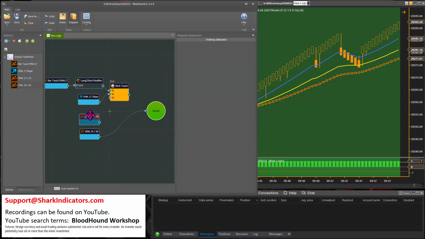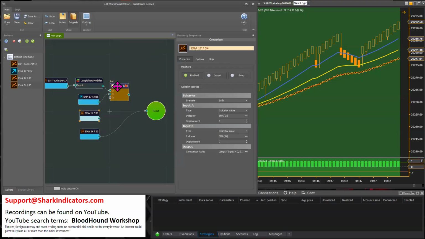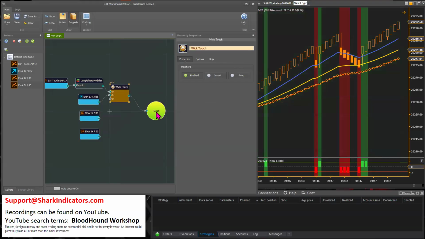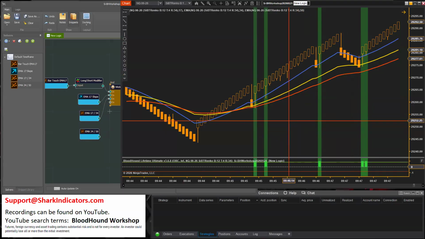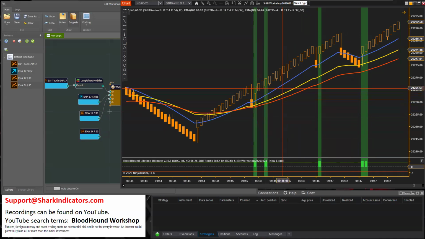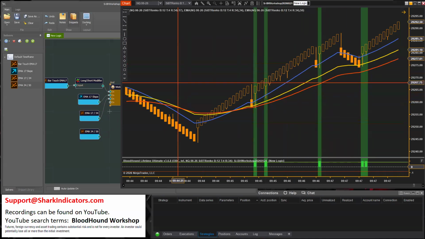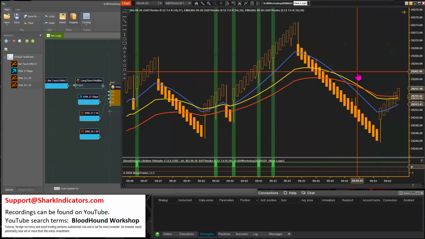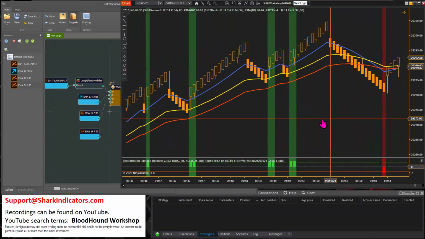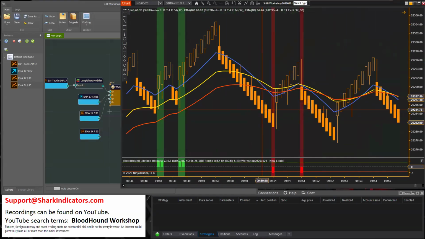And so as far as the wick signal there, we can connect that in, right? And there we have it. So there's our filtering right there. Yeah, there we go. There's a wick touching right there.